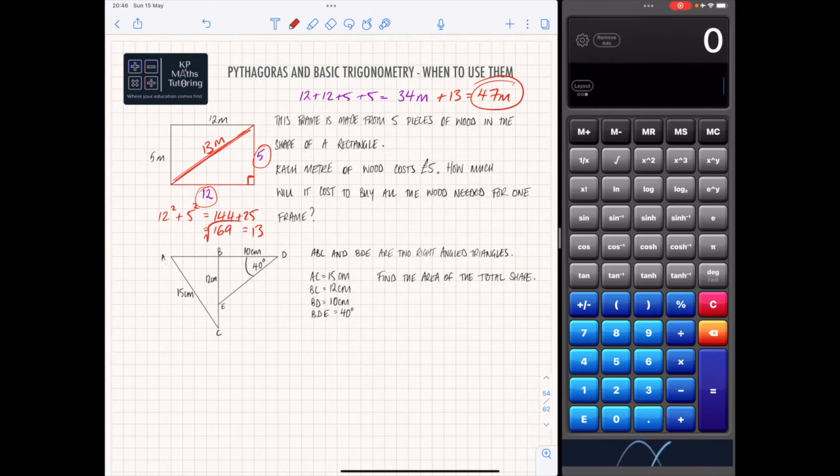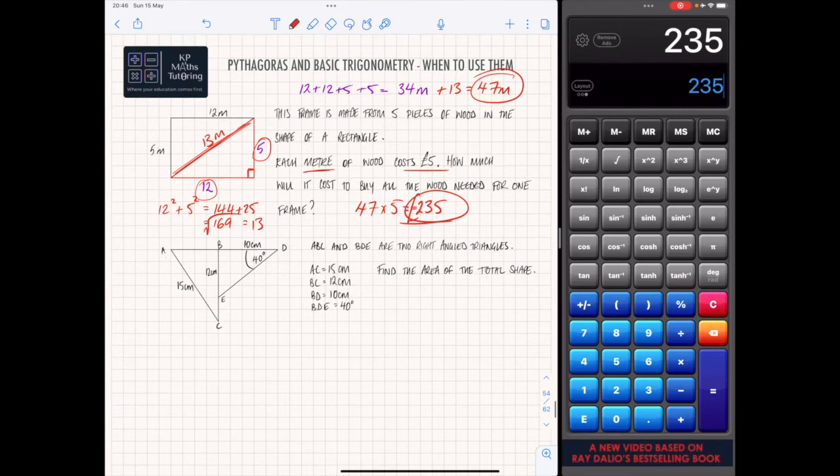I know that each meter of wood costs £5, so you're basically saying 47 times by 5. If you're not comfortable doing it without a calculator, 47 times by 5 is 235. Or if it was in a paper 1, for example, you could just do 5 times 40, which is 200, and then 7 times 5, which is 35, and add them together. But altogether, what I'm saying is this would cost me £235. So an example of a problem solving question there where Pythagoras isn't that obvious, but in that case it is.